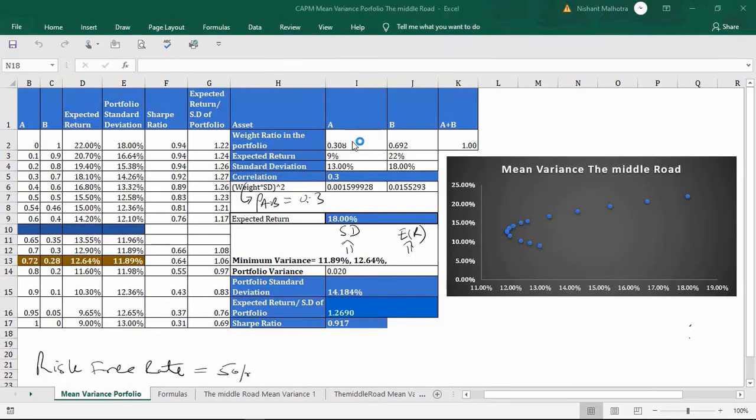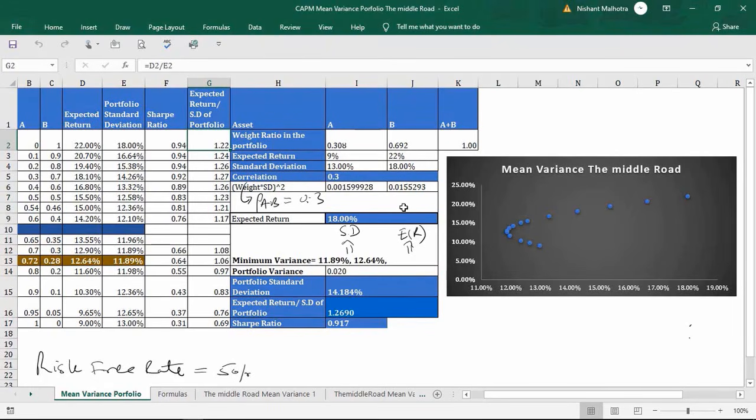Today I'm going to be using Solver to find the mean variance portfolio. When I'm talking about the mean variance portfolio, it will be the portfolio with the lowest variance. We'll also look at the Sharpe ratio, which is a risk-adjusted return, and the portfolio standard deviation. So we'll look at the expected return divided by the standard deviation of the portfolio, to give a fair idea of where we have the highest return as a unit measure of risk.